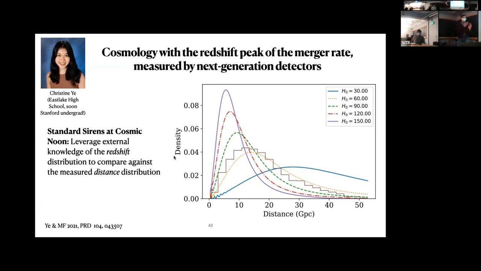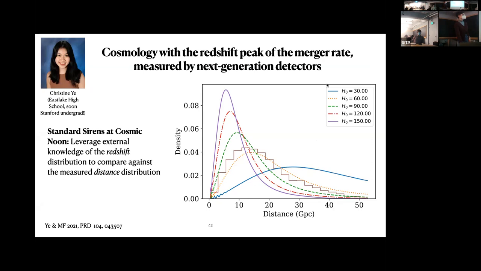And here we assume that we just know that binary neutron star mergers trace the star formation rate, which means that there are a lot of binary neutron star mergers at redshift 2 where the star formation rate peaks. Now, when you have these next generation detectors observing gravitational wave events out to a redshift of 10 in a standard cosmology, what you're observing is how many sources there are as a function of distance.